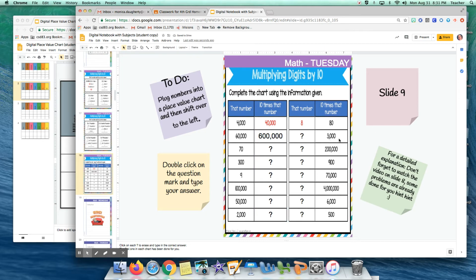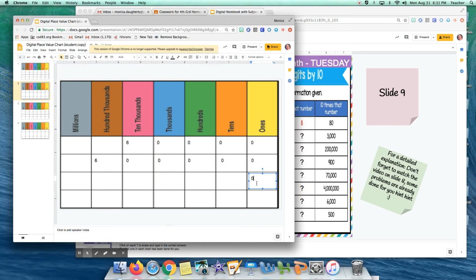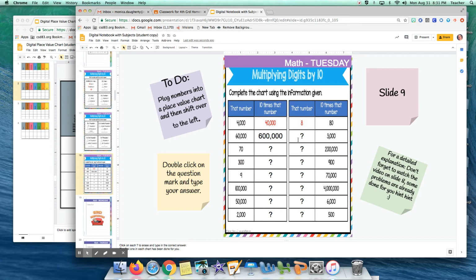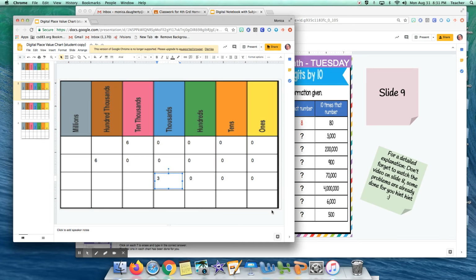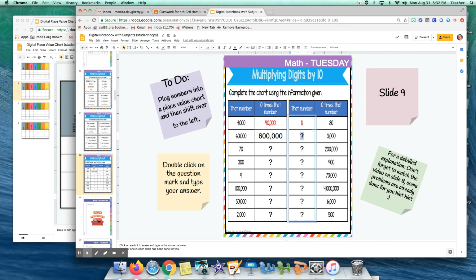Now I'm going to figure out this one. So I'm going to plug in 3,000. Start with my ones, 0, 0, 0, 3, 3,000s. And I have to figure out what I started with before I got 3,000. So I'm going to divide by 10. So I'm going to the right because I'm getting smaller. So this 3 will be in this column now. This 0 will go here. This 0 will go here. So I started with 300.